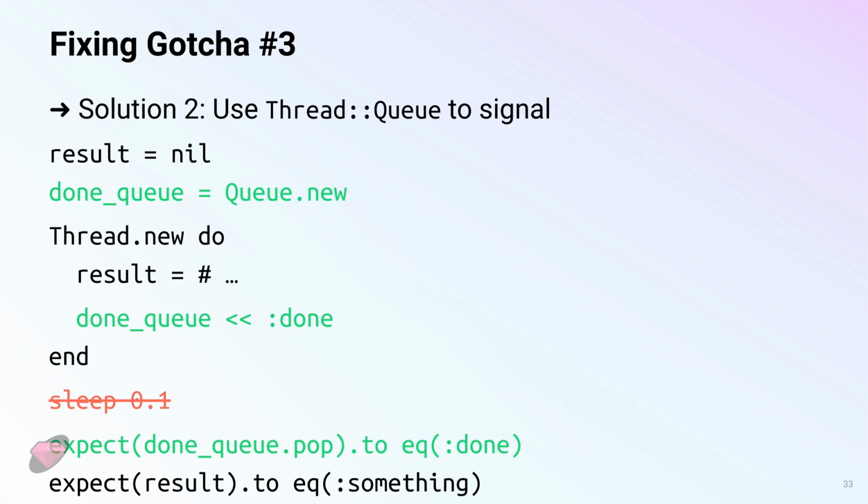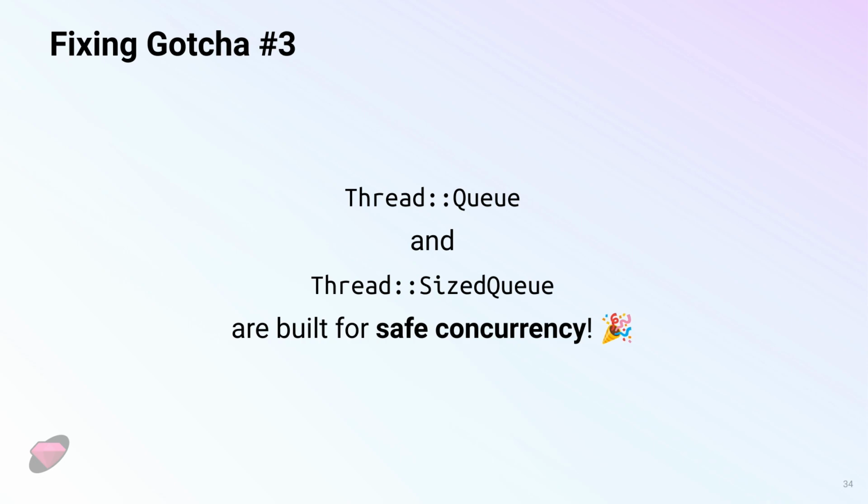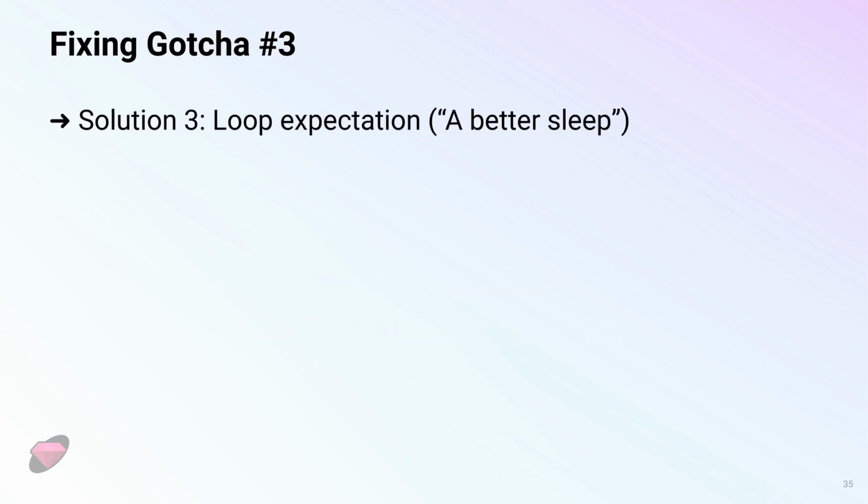And I've used even more complex versions. You can use two queues to communicate across threads. So if you want one thread to say, I'm done with something, and then the other thread can start working, and then can say, I'm done with something as well, and then the other one can continue. So you can use one or more queues to coordinate across multiple threads, so it's a really powerful thing, and it works really well. Because Thread::Queue and Thread::SizedQueue are both built for safe concurrency in Ruby, they're really easy to use.